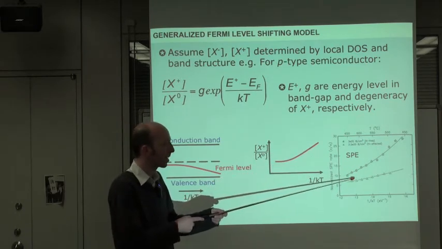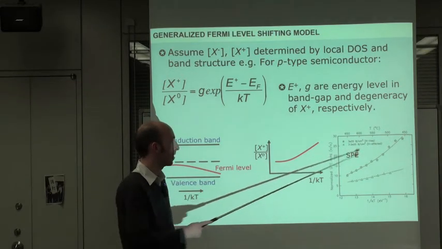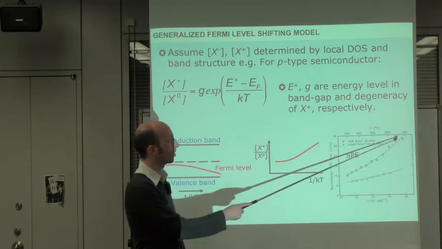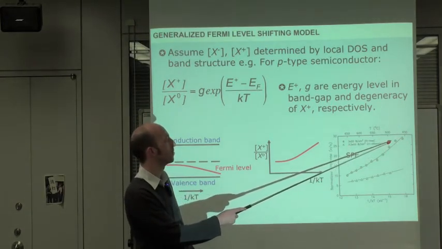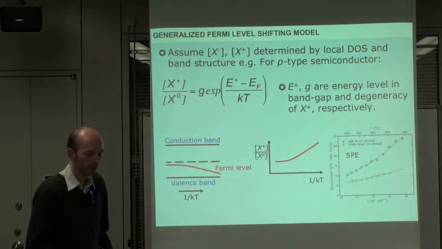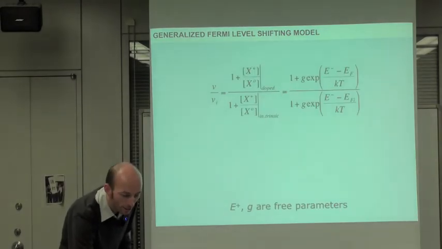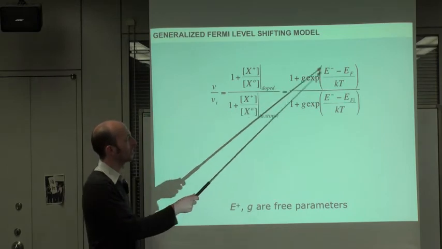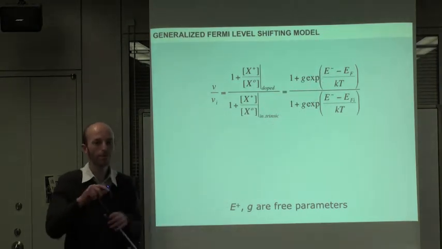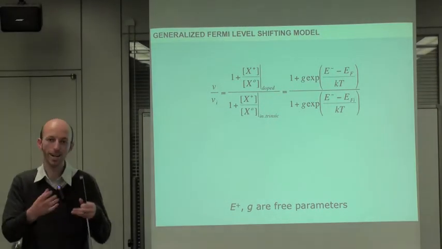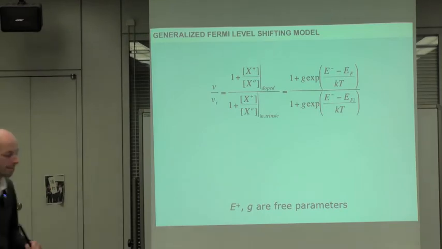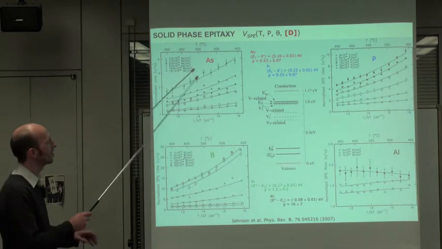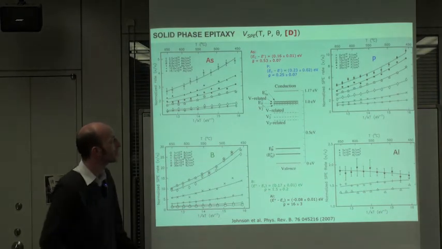And we see this characteristic effect in the velocity as well, the normalized velocity. So at the lowest temperatures, you get the greatest enhancement of the velocity. So this is the type of equation that we use to fit the data. G and E are the free parameters, so we can use those to try to identify the type of defect that we're looking at. So we did this for arsenic, phosphorus, boron, and aluminium.